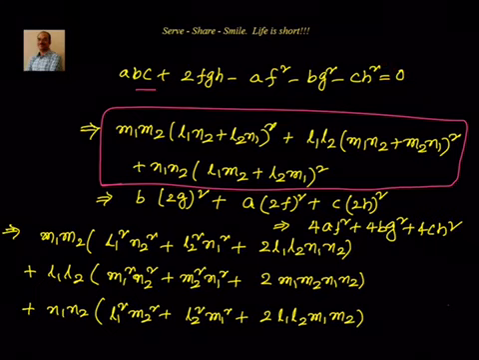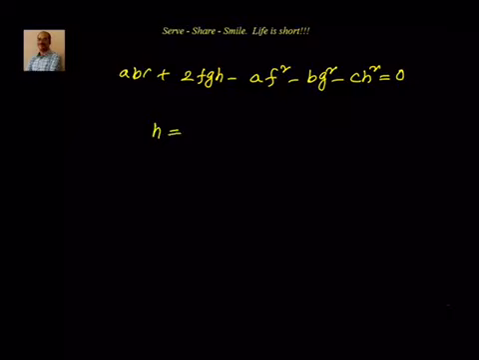Now what is the next condition we have to prove? H square is greater than or equal to AB. Let us see how we can do that. We know that 2H equal to L1 M2 plus L2 M1, and A is equal to L1 L2 and B equal to M1 M2.